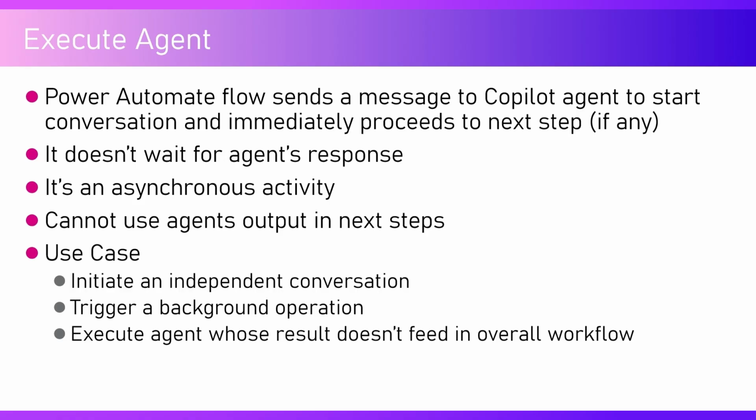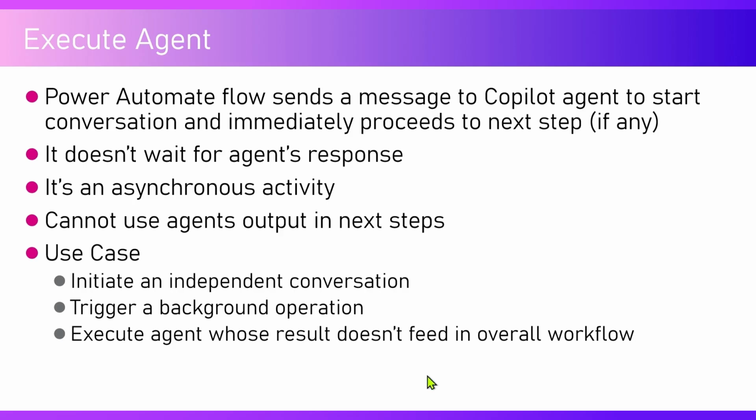So it is useful when you want to initiate an independent conversation, trigger a background operation, or execute an agent whose result doesn't feed into the overall workflow. So if there is an agent which on trigger does some activity, and that is independent of the flow which you have built, the flow is just used to trigger the agent, then this is the right action to use for your Power Automate flow. It is an asynchronous activity, and you cannot use the agent's output in the next steps.